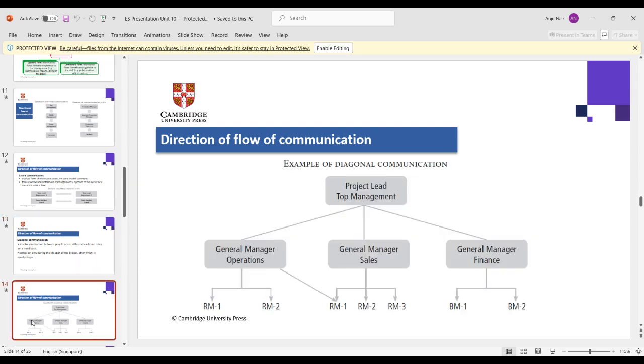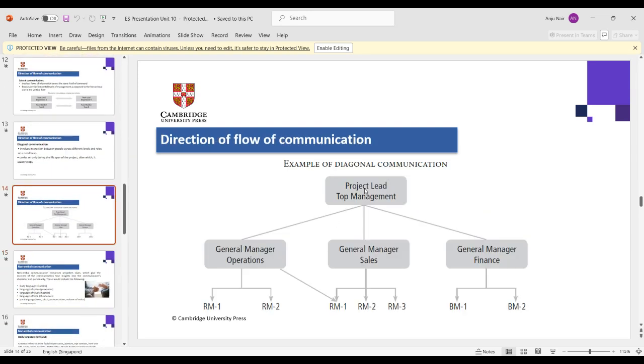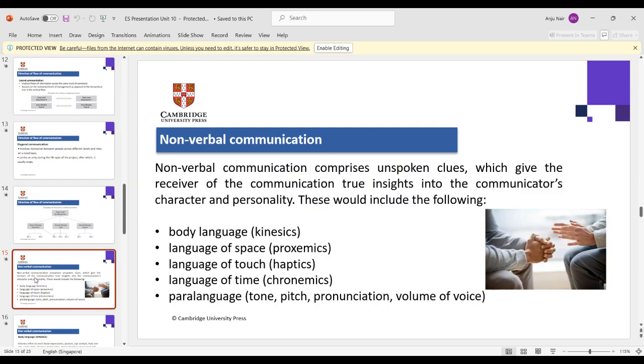So we have an example also here, that is top management. Project lead is there, top management, so general manager, manager sales and manager finance, then the regional manager, branch manager, everybody. So general manager operations communicates to regional manager, then manager finance may communicate to, or sales manager may communicate to finance manager or branch manager too. It depends. So diagonal communication to ensure the successful completion of a project or a task, it is necessary.